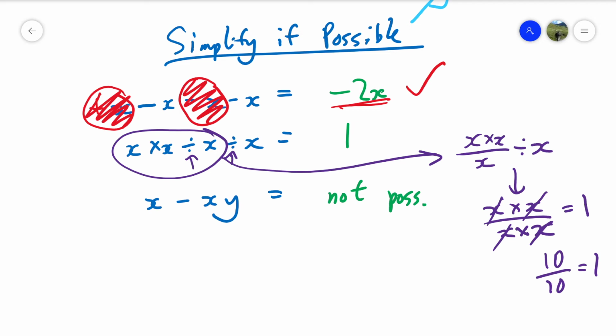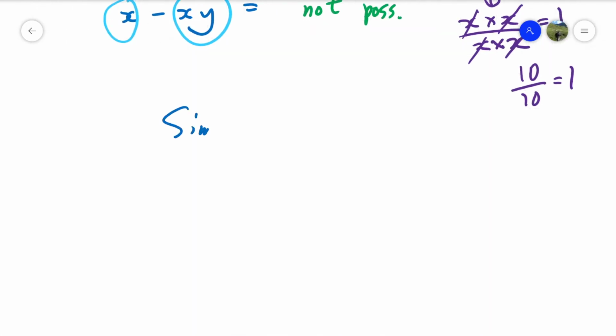Let's look at this last one. Oh, look, we've got 2 completely different objects. You cannot... That's it. 2 completely different objects, one minus from the other. No simplifying possible. Let's do the next question.